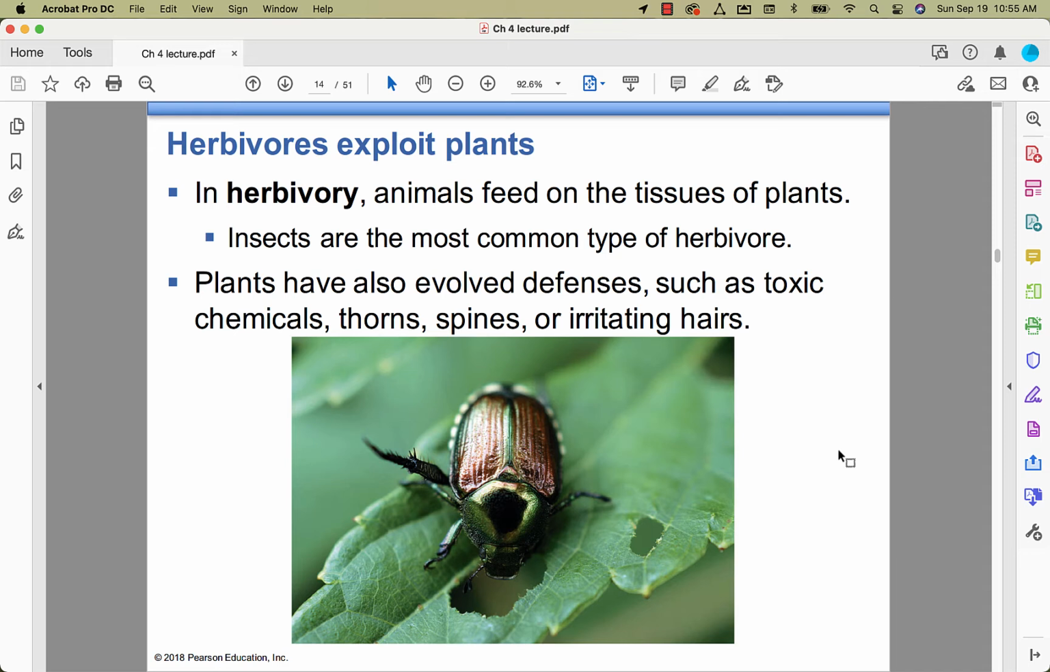Herbivory is plant predation to an extent. Normally insects are the biggest kind of herbivore. And if you look at some plants, plants have developed defenses against herbivory. So chemicals, thorns, spines, irritating hairs, all that kind of stuff. Even plants have defenses against attack.